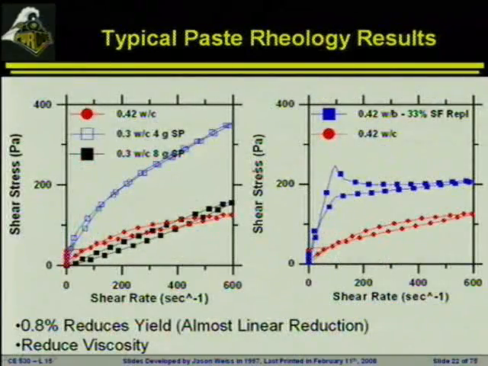I'm not going to spend a lot of time on this. Simply just a 0.3 water to cement ratio with different amounts of superplasticizer, 0.42 water to cement ratio, and then we've got something with a little bit of silica fume thrown into the system. You will notice that when we go from the 0.3 down to the 0.3 with more water reducer, we drop off this yield stress value. Higher water to cement ratio, we have a lower yield stress value. Things start to look a little bit more like a Newtonian fluid.